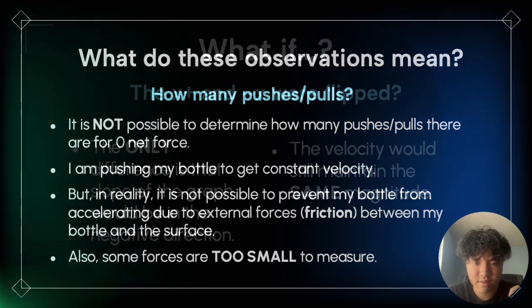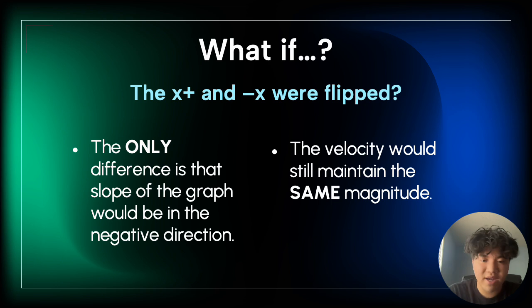So, what if our x-axes were flipped? The only difference is that the slope of the graph would be in the negative direction now. The velocity would still maintain the same magnitude though.